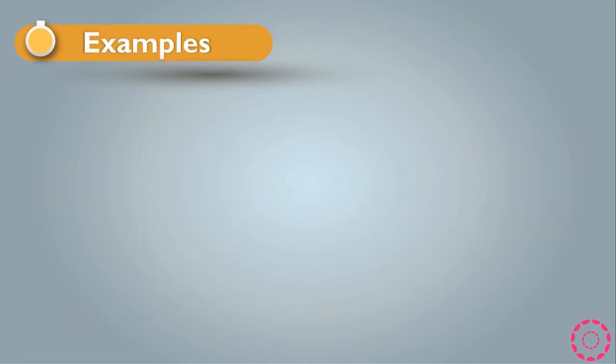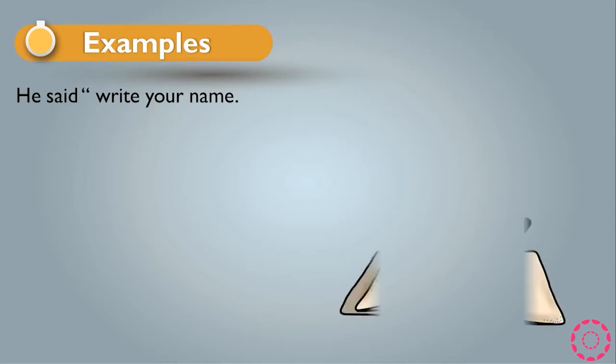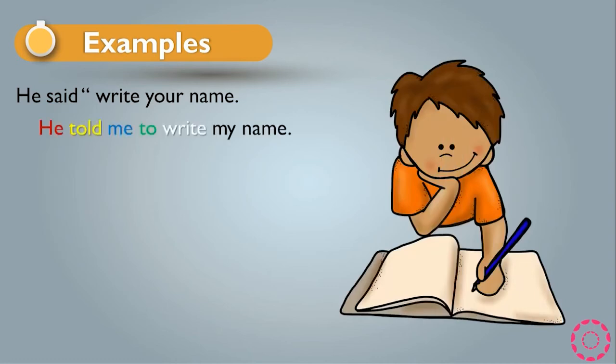Let's see examples. For example, he said, write your name. This is a request. So how are we going to report this request? It becomes: he told me to write my name. He, which is the speaker, told, as shown in the rule, me, which is the object because your became me, to, which is shown in the forms, and write, which is the base. So the verb should be base after to, write, and my name, which is the rest of the sentence.